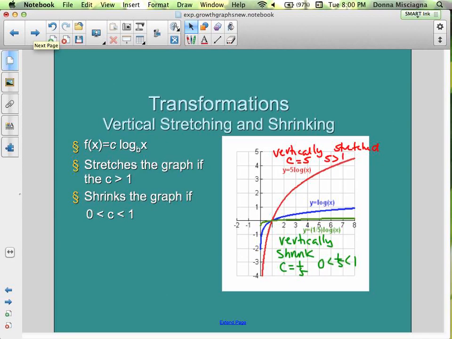And actually, I'll show you how to deal with these. The vertical stretching and shrinking actually is not difficult at all. It will not be part of our base graph. We'll have our base graph, and then we'll deal with shrinking and stretching.